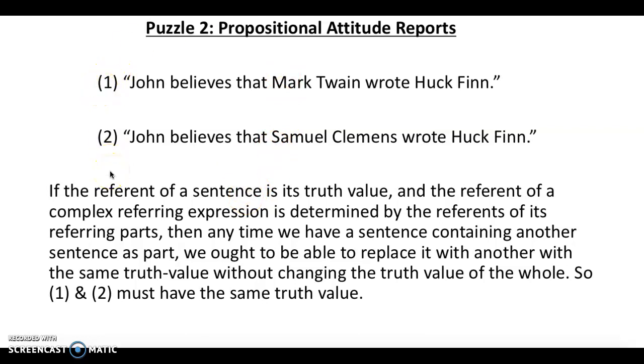So the question that Frege wants to address in his philosophy of language is, what accounts for the difference in meaning of these sentences, but also the differences in truth values. Why is it that one could be true and the other one false? Because the simple theory doesn't seem to be able to account for that.